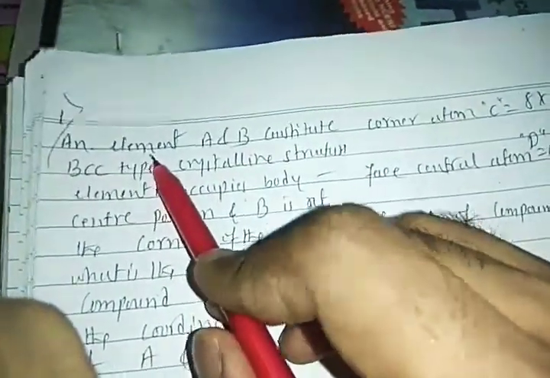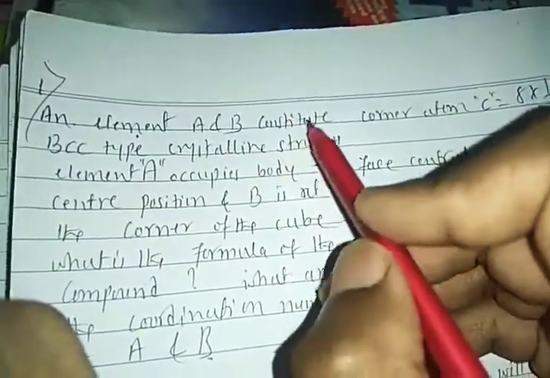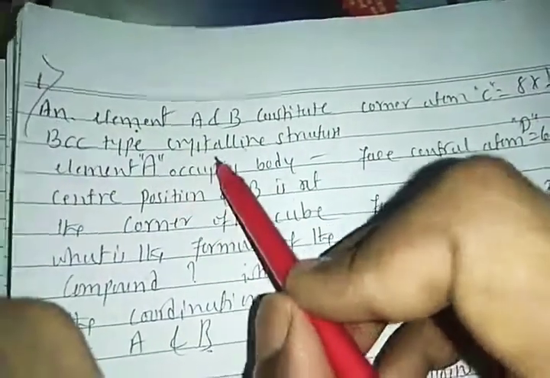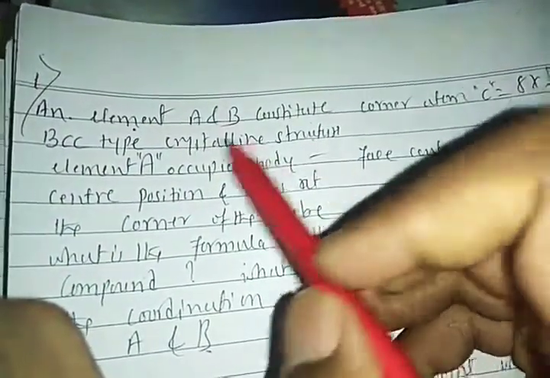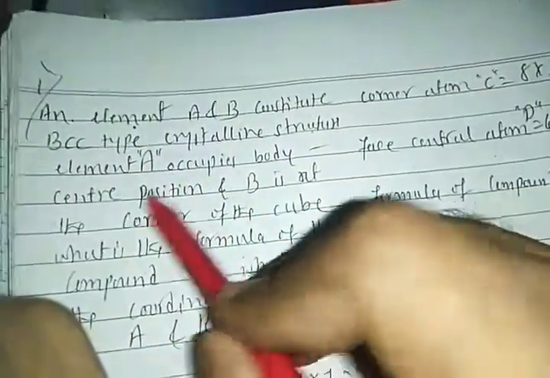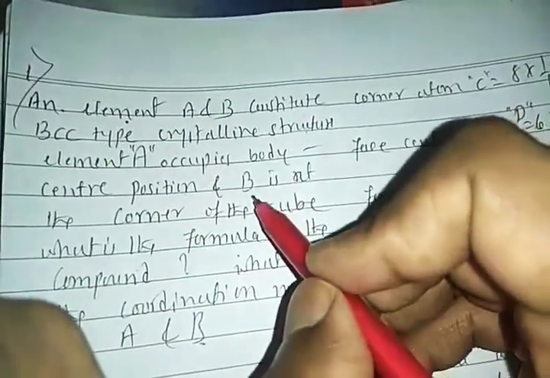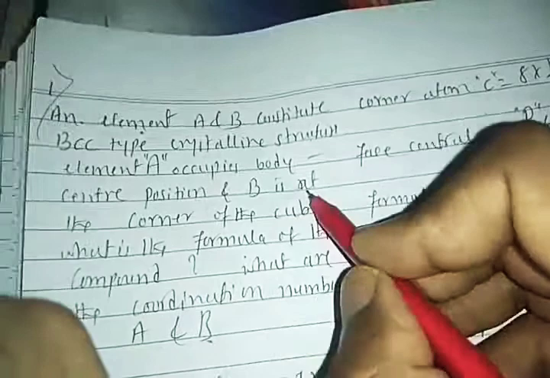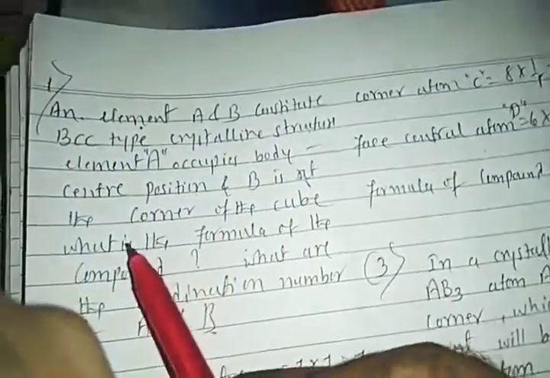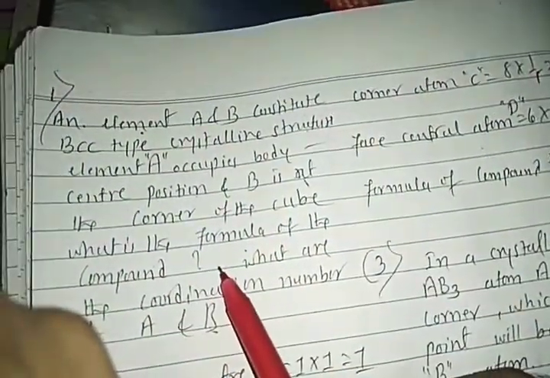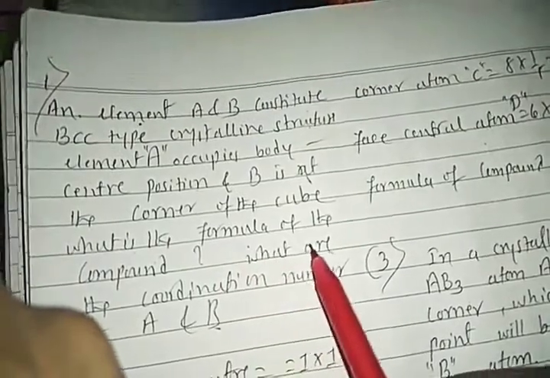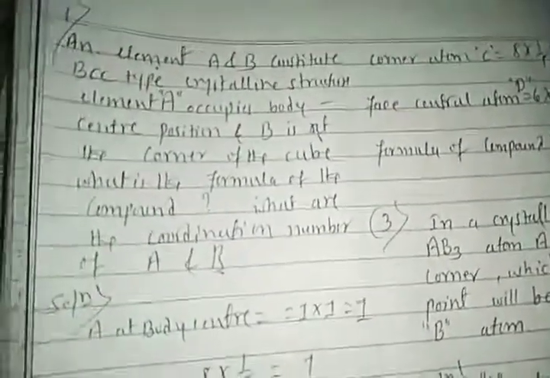Okay, let's see the first example, students. Elements A and B constitute a BCC type crystalline structure. Element A occupies the body center position and B occupies the corner of the cube. What is the formula of the compound, and what is the coordination number of A and B?